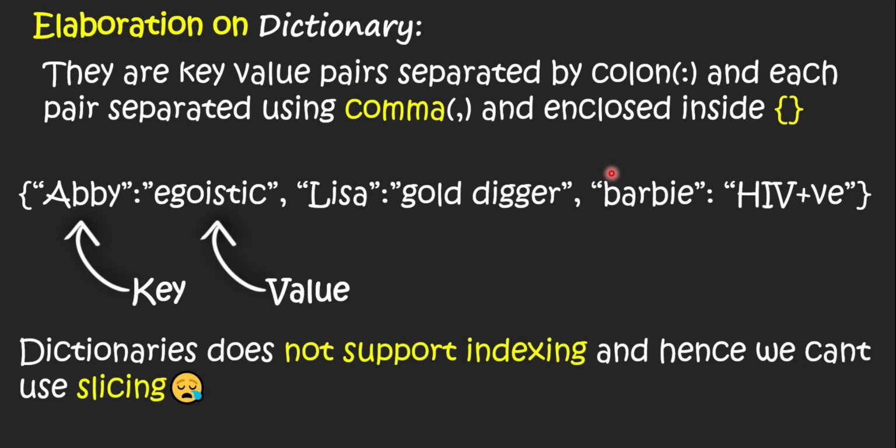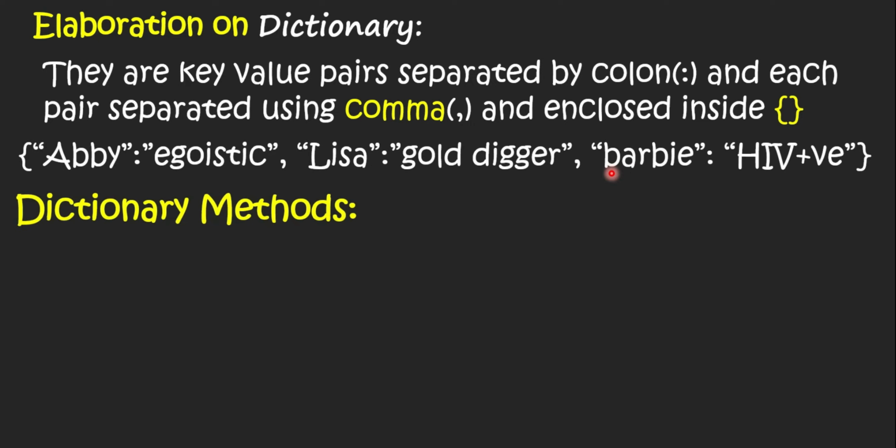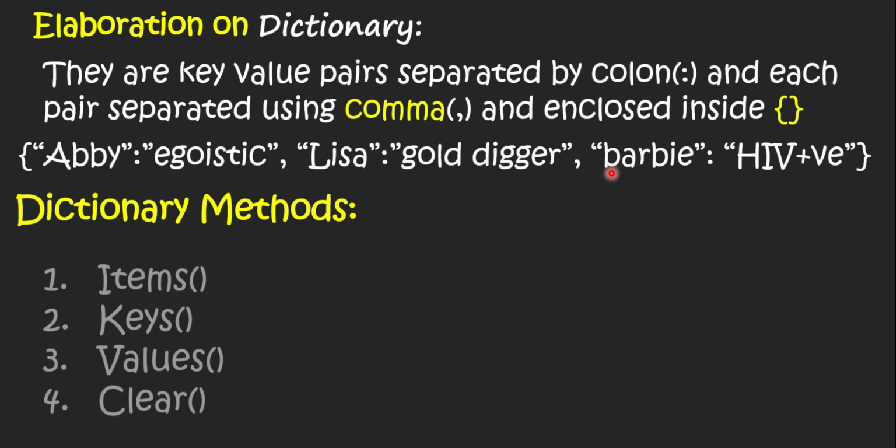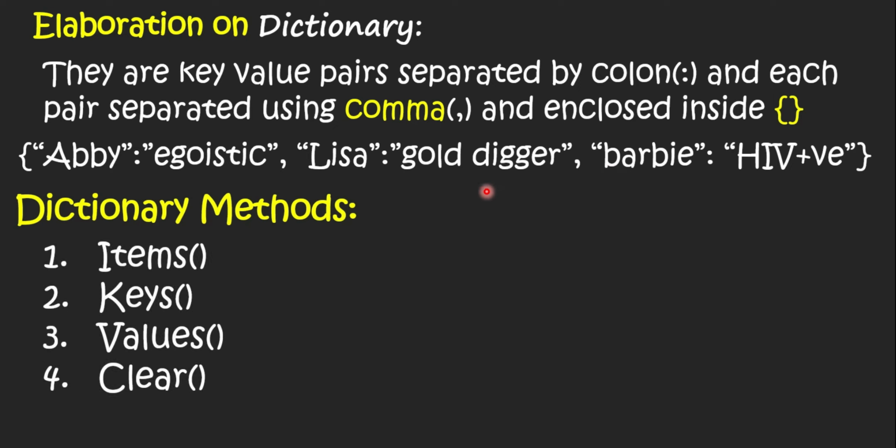Dictionaries do not support indexing and hence we can't do slicing. But there are various methods and operations that we could perform on a dictionary. Let us see. The very first one is dictionary methods. These are the dictionary methods. Items would print all the items, all the key value pairs. Keys would print all the keys present inside the dictionary. So this would return something like Abby, Lisa and Barbie. Values would print all the values present. So egoistic, gold digger and HIV positive. Clear would delete everything that is present inside the dictionary.